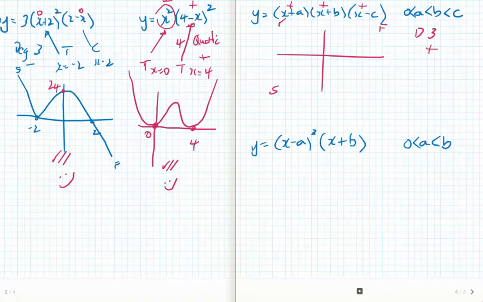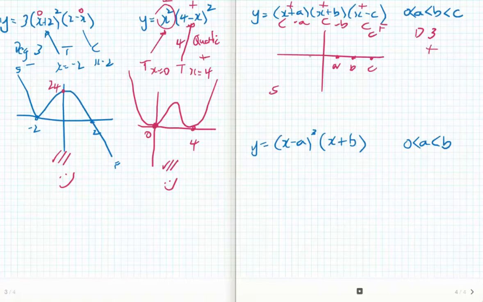I know that it cuts at x equals minus a, cuts at x equals minus b, and cuts at x equals c. Now I don't know the value of a, b and c, but what I do know is that a is bigger than 0. So let's say that's where a is. And b is bigger than 0, and it's bigger than a, so that's where b is. And c is bigger than b, so c must be over here.